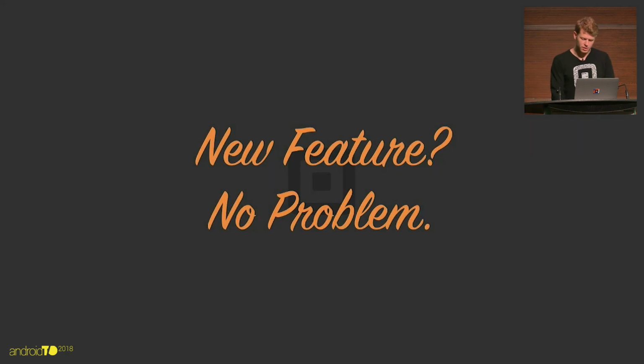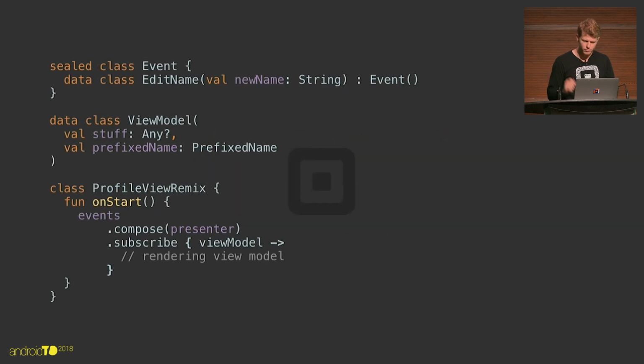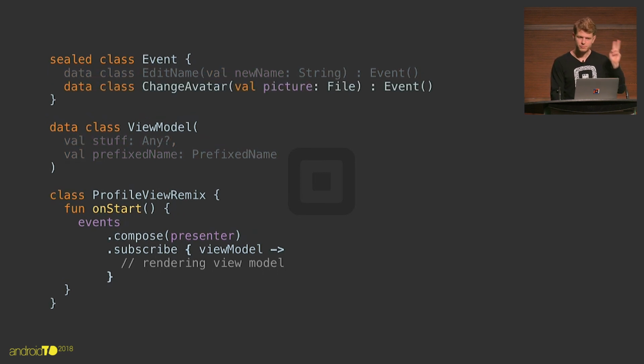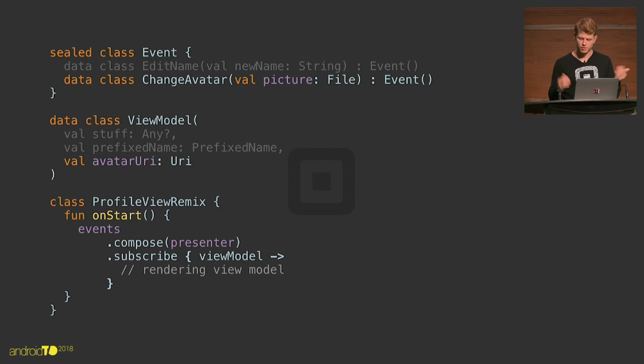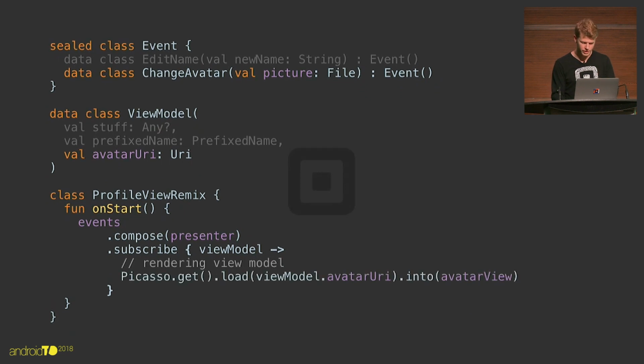So let's see if we can add a new feature. Let's say the user can now update their avatar. And how would we do this? First, we would need a new event from the view saying a new avatar has been set. We pass it a picture. In the view model, we would have just a new avatar UI, which we would render using Picasso to just update the view. On the view side, that would be the only thing we need to add.